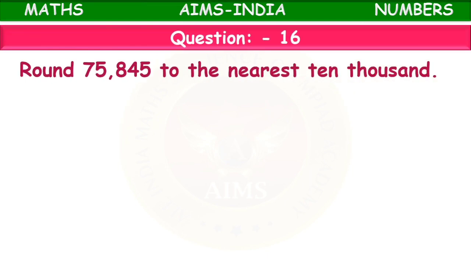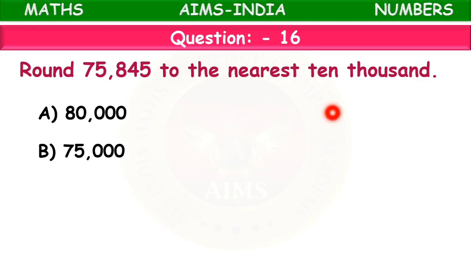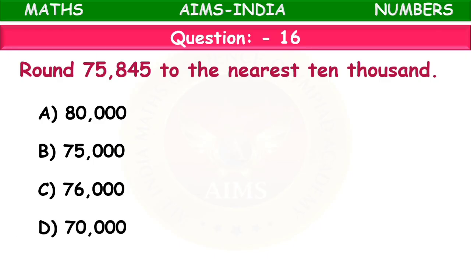Moving on to question number 16. Round 75,845 to the nearest 10,000. Option A: 80,000, option B: 75,000, option C: 76,000, option D: 70,000.